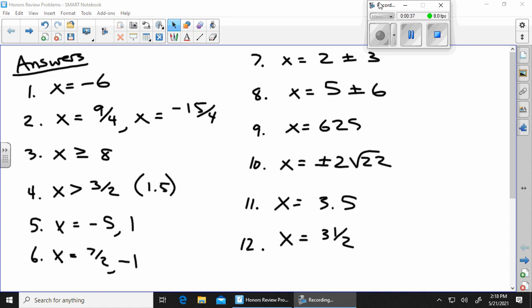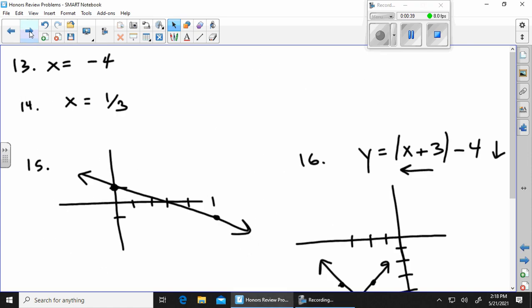It's 1 through 12, 13, 14. Then just me sort of reading through these graphs.